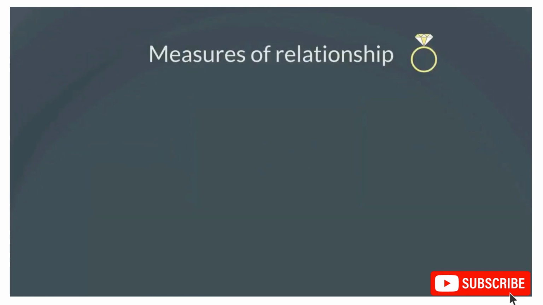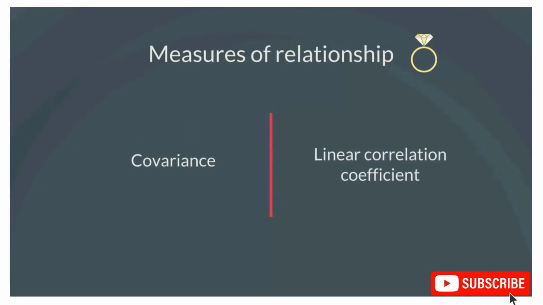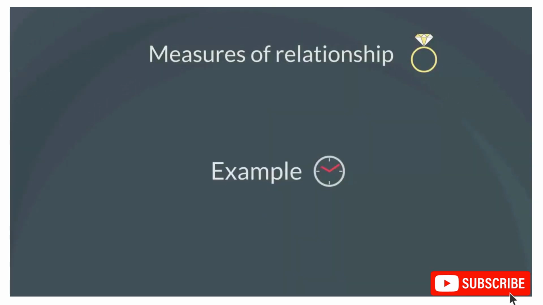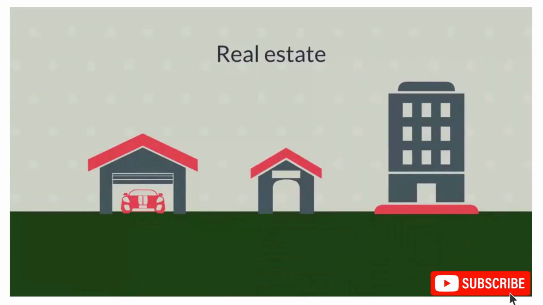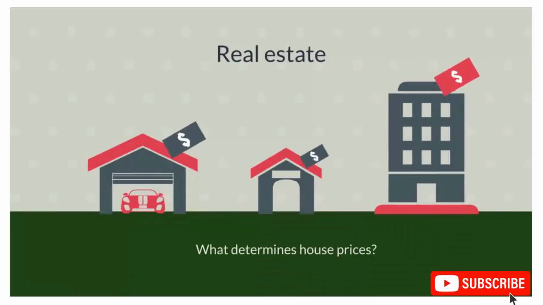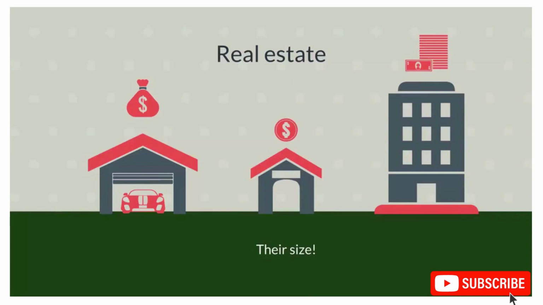Our focus will be on covariance and the linear correlation coefficient. Let's zoom out a bit and think of an example that is very easy to understand and will help us grasp the nature of the relationship between 2 variables a bit better. Think about real estate. Which is one of the main factors that determine house prices? Their size, right? Typically, larger houses are more expensive, as people like having extra space.